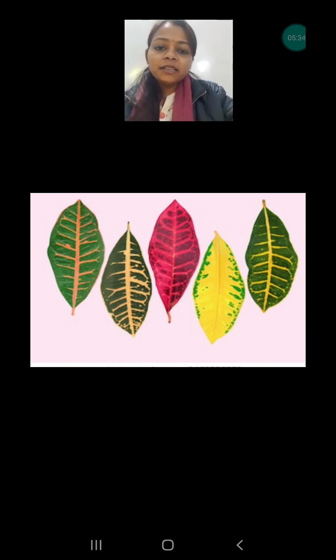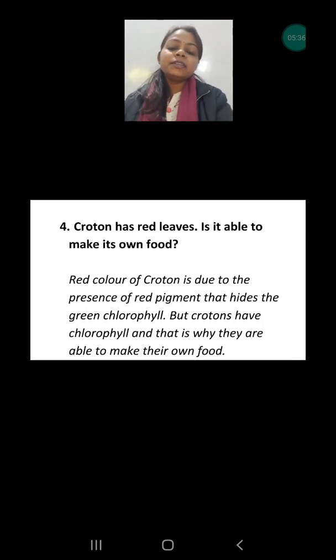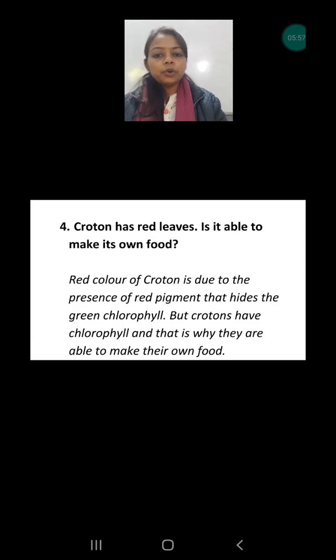The answer is yes, because the croton leaf has chlorophyll. But sometimes, due to the presence of the other pigment, the chlorophyll is hidden, but actually the chlorophyll is present in the croton leaf, and that's why they can do photosynthesis. Photosynthesis could not happen if the chlorophyll were not there, but croton leaves have chlorophyll, though some of it is hidden by the other pigment. So the answer is yes, croton leaves do photosynthesis.